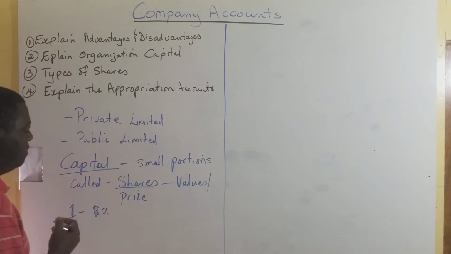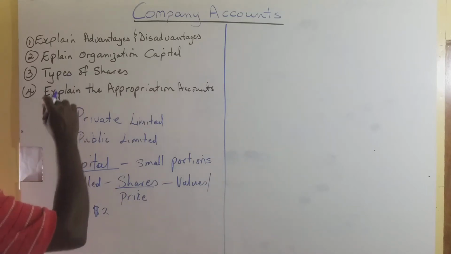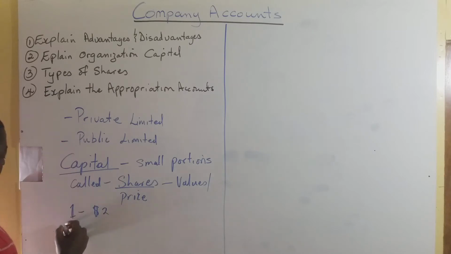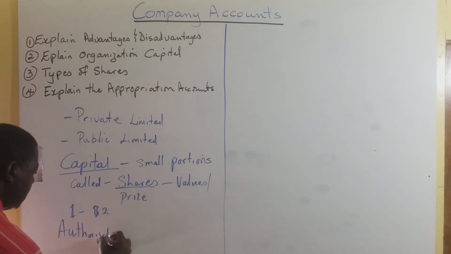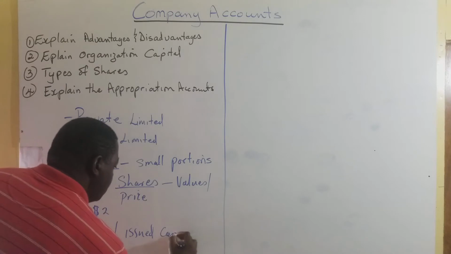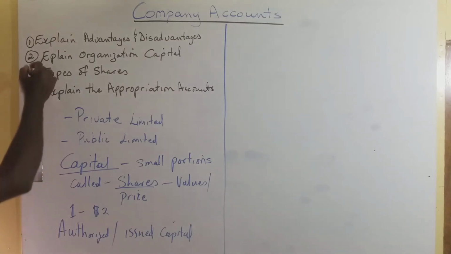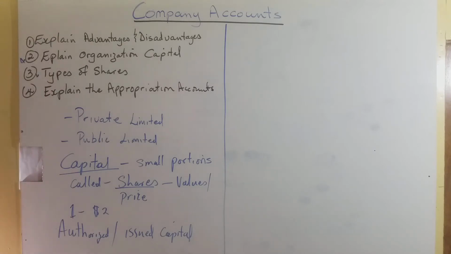Now, the capital, there are types of capital. In terms of capital, we know that they have what is known as authorized capital, and they have what is called issued capital. I have jumped ahead of myself in my objective, but work with me, please. So we're taking objectives 2 and 3, and then we go back to objective 1.